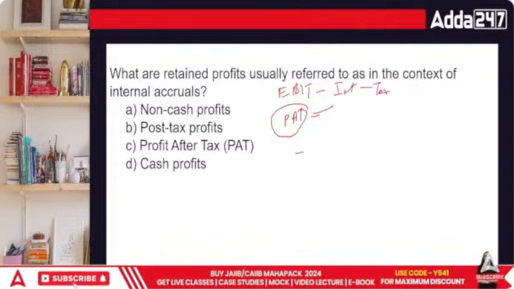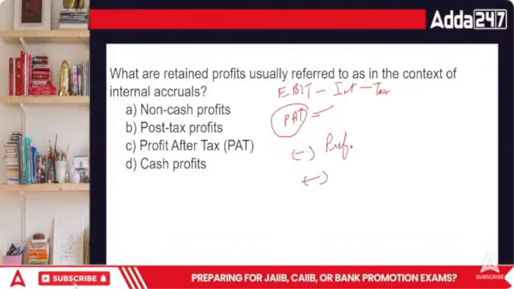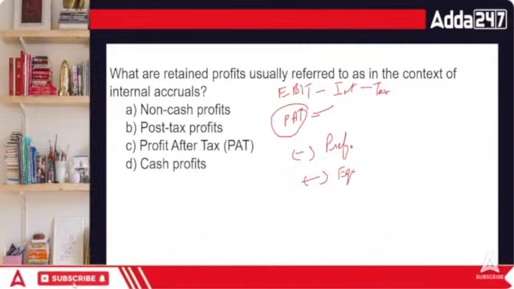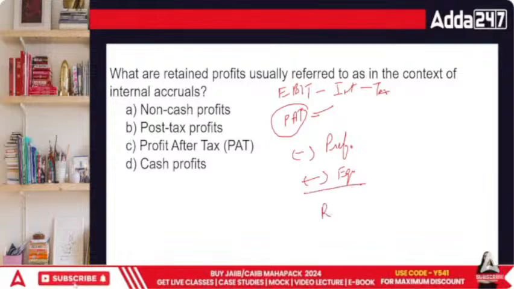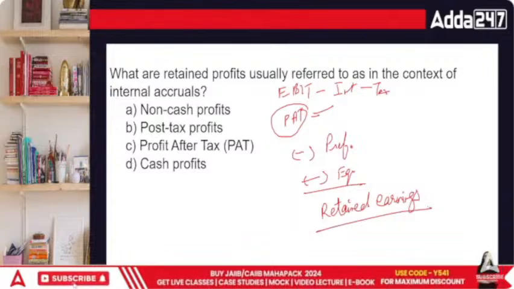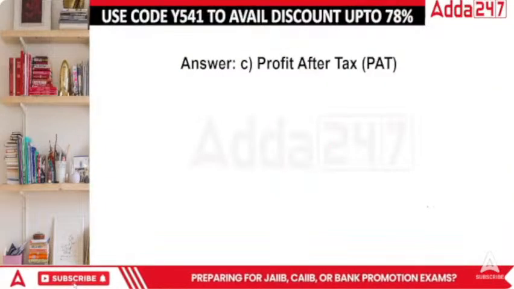From this profit after tax, you first pay the preference shareholders, then you pay the equity shareholders. So retained profits is what remains after making payments to all these people. Still, we have a little money in our hands that can be used by the organization for the future. That is called retained earnings. This is actually called the internal accrual or savings of the organization. Non-cash profit, post-tax profit, profit after tax, or cash profit. What's going to be the answer? Profit after tax, from which we deduct everything else.